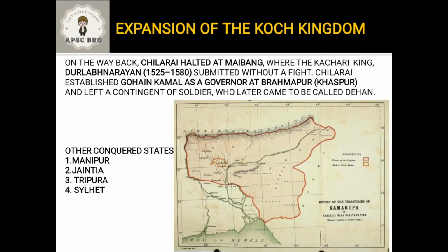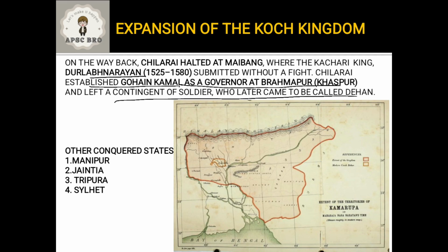Now, after defeating the Ahoms, on his way back, he went to Maibang, that is the Kasari kingdom. At that time Durlabh Narayan was the king, the contemporary of the Kus king Naranarayan. Yes, he submitted without a fight. Chilarai established Guhai Kamal, who was his brother, right, as governor of Brahmapur, that is Khaspur, that is the Silchar area, okay. And he left a contingent of soldiers who later came to be known as the Dehan soldiers.